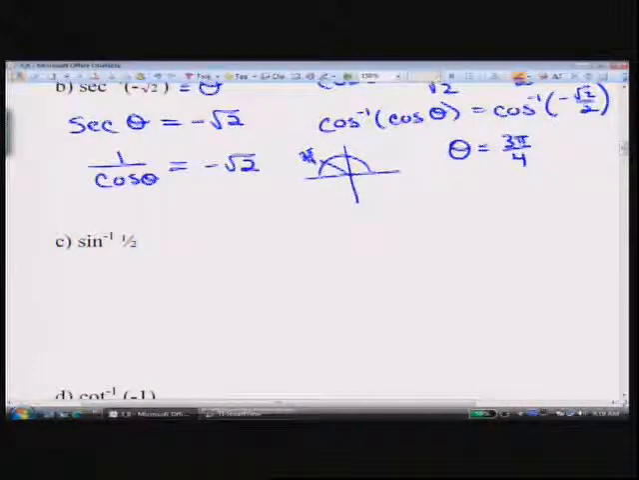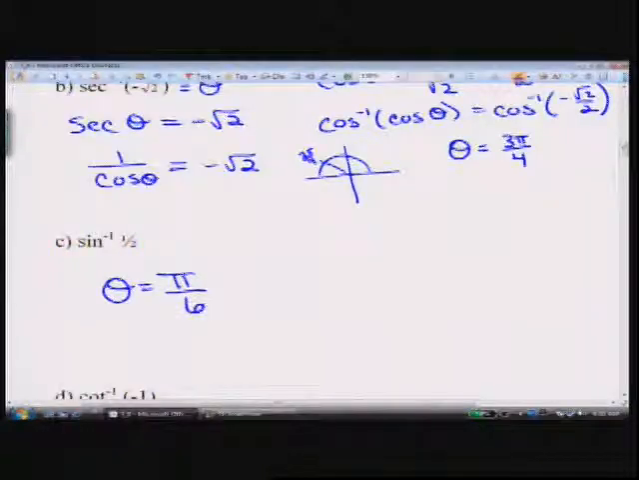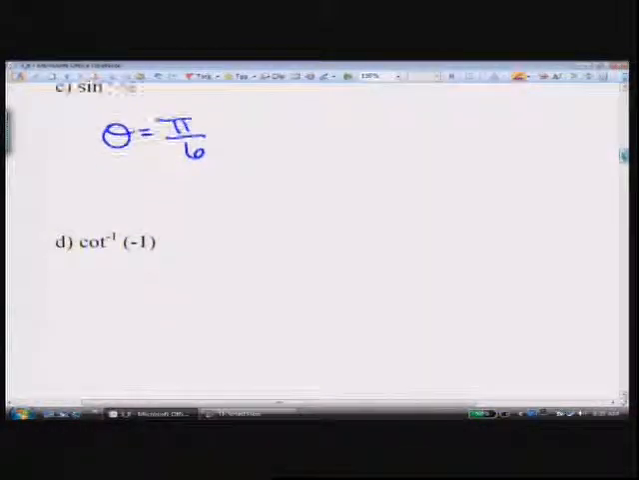Okay, Robinson, when is the inverse sine equal to 1/2? For what angle is that true? That says pi over 6. Very nice. When theta equals pi over 6, you get a sine ratio of 1/2.